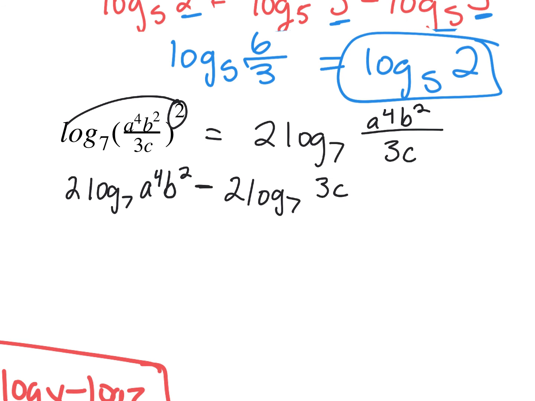Okay. So now we break apart the first thing, right? What's happening here? But a to the 4th b squared, what operation is that? Multiplication. If they're written right next to each other, it's multiplication. So what goes with that? Addition. So the first one is going to be 2 log base 7 of a to the 4th plus 2 log base 7 of b squared.